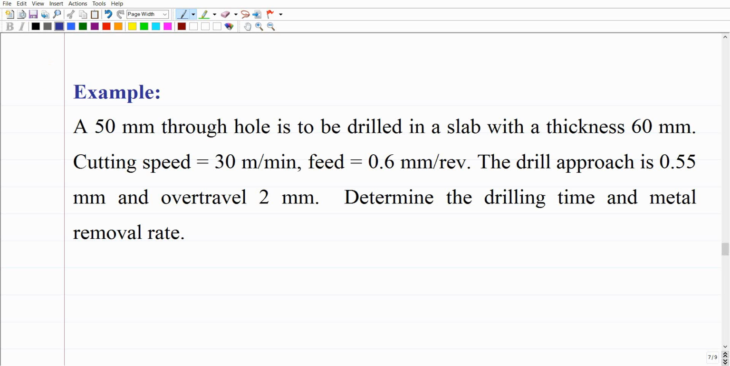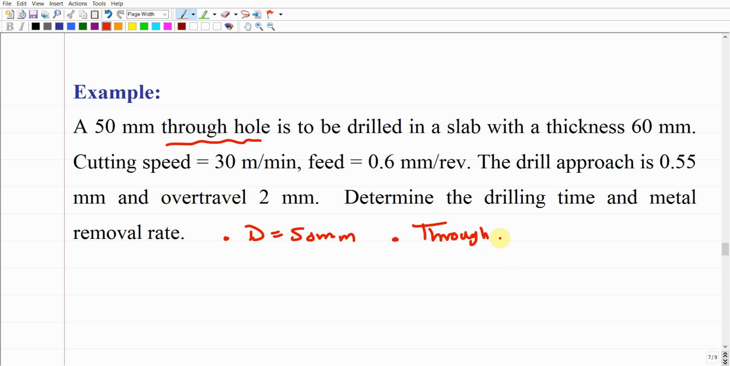Alright, for this example, we do have a 50 millimeter through hole. So he directly mentioned that this is a through hole, and 50 millimeter is to be drilled. This 50 millimeter definitely talks about the diameter of the hole, because the thing or the geometry that distinguishes the hole is its diameter. So the diameter of the hole here was given as 50 millimeter, which is uppercase D, and it is a through hole as he just mentioned here.